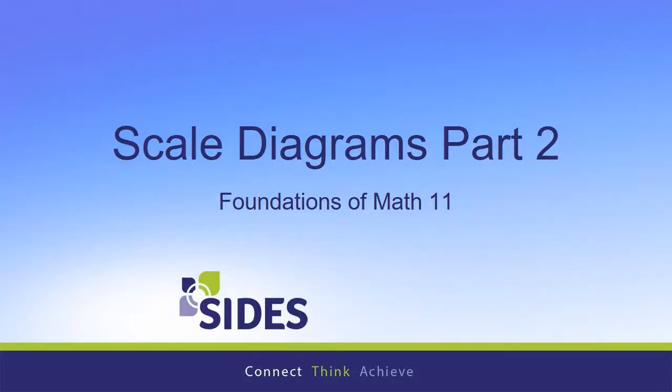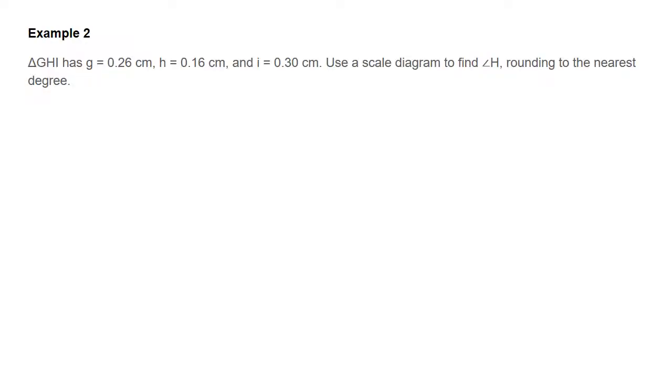In this video, I'm going to show you how to draw a scale diagram of a triangle when you're given 3 side lengths and you need to find an angle. So in example 2 here, we have triangle GHI, and we're told 3 side lengths: g equals 0.26 centimeters, h equals 0.16 centimeters, and i equals 0.30 centimeters. We have to use a scale diagram to find angle H in that triangle and round it to the nearest degree.